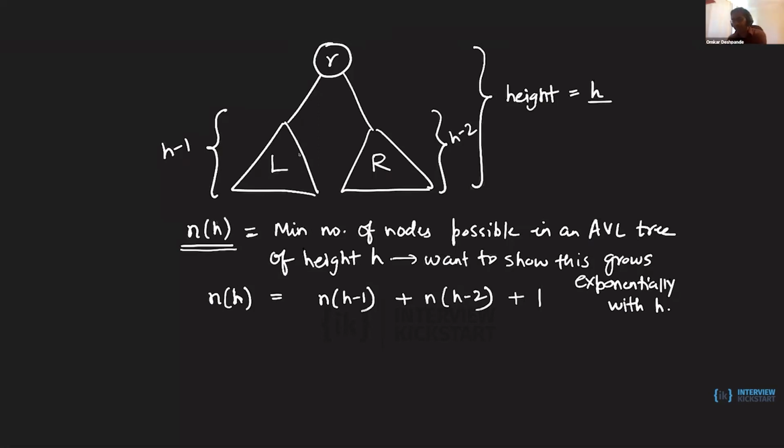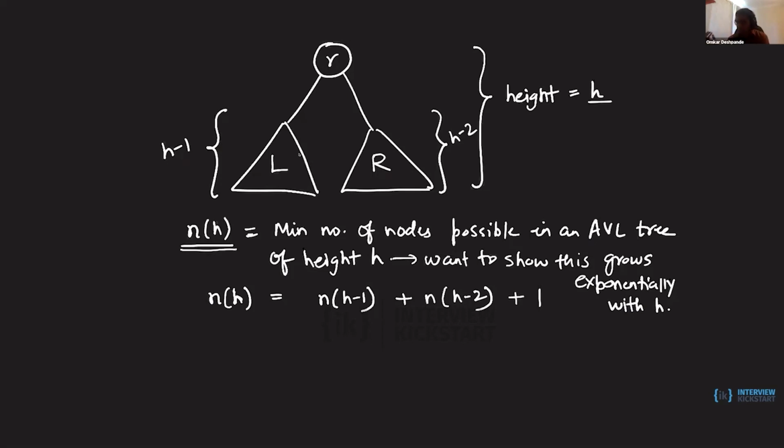I had the same doubt as the previous person asked. I'm a little bit clear about n of h minus 1, where h stands for the height. But about the h minus 2, I was trying to figure out how that subtree will be an AVL tree, having all the properties of AVL.